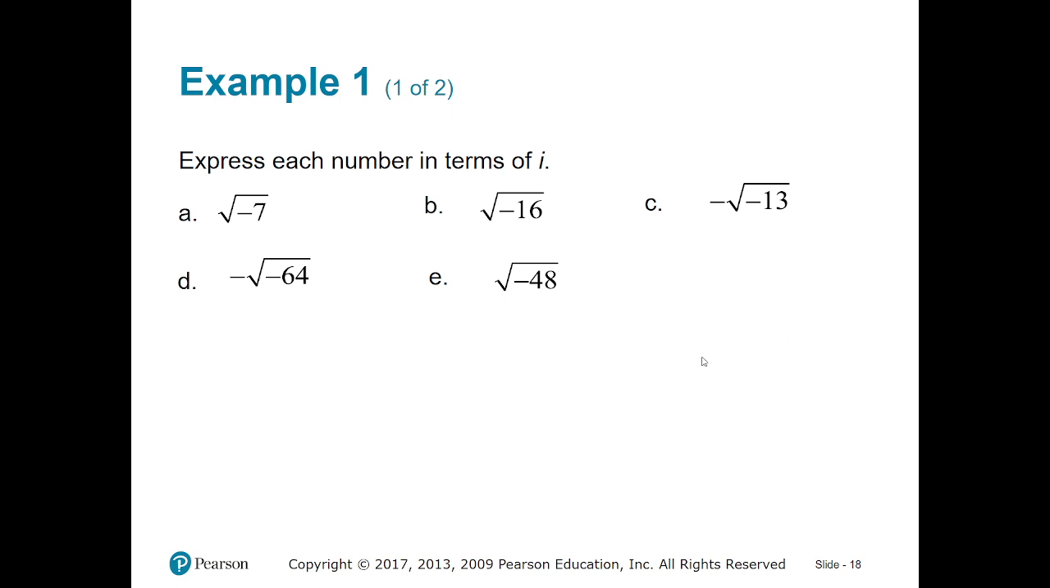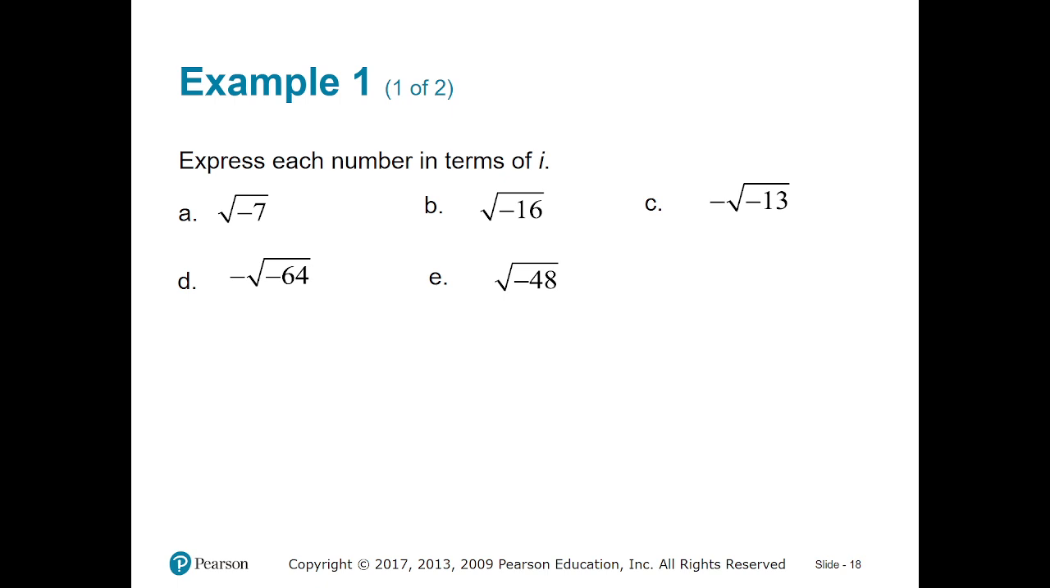Okay, for part B, we've got the square root of -16. Well, that's the same as the square root of -1 times the square root of 16. So I've got i times the square root of 16. Well, 16 is actually a perfect square, and its square root value is 4. So rewriting the square root of -16, we can rewrite that as 4i.